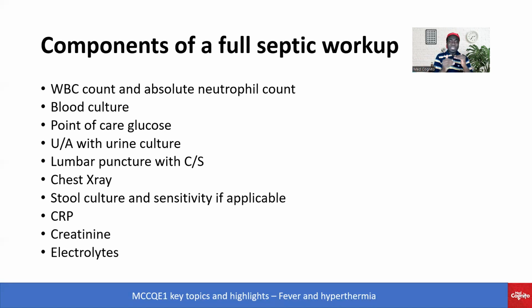So we've gone through our WBC count and absolute neutrophil count. We've gone through our blood culture. We've gone through our point of care glucose. Now your UA, or urinalysis and urine culture, as well as a lumbar puncture with culture and sensitivity. And I think I've dealt with the issue of lumbar puncture in one of the videos. And then your chest X-ray as well. You want to do a stool culture and sensitivity if it applies, because you know this is a newborn kid. And then C-reactive protein, creatinine levels, and electrolytes.